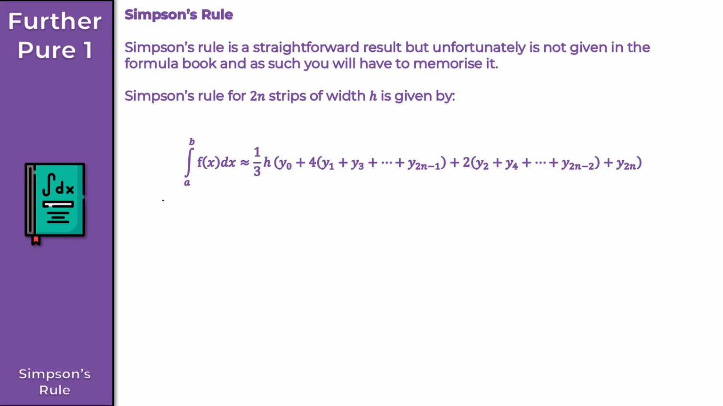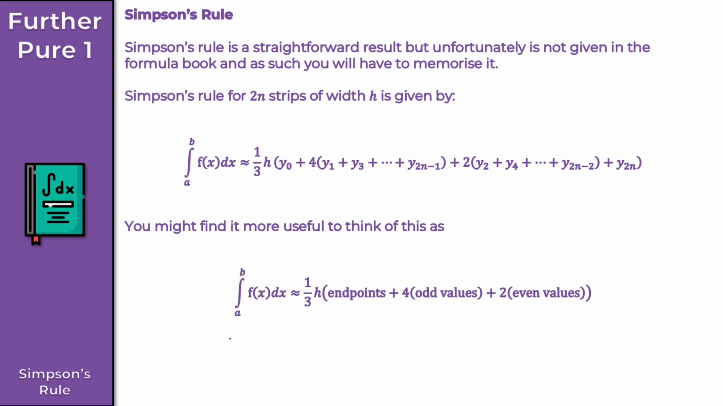Now, as I mentioned, this looks a little bit complicated at first glance, but there's an easier way to think of this. You might find it more useful to think of it as the following. The integral of f of x with respect to x from a to b is approximately 1 over 3 times h times the endpoints, that's y0 and y subscript 2n, plus 4 lots of the odd values, plus 2 lots of the even values. That's personally what I try to remember. Like I said, this isn't given in the formula book, so unfortunately you do have to memorize it. This is the way I would try to memorize Simpson's rule.